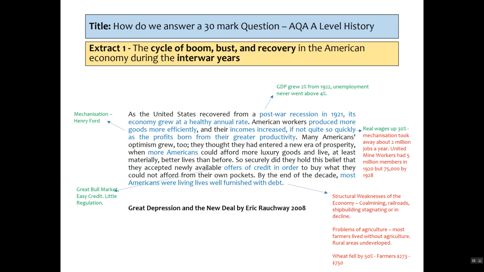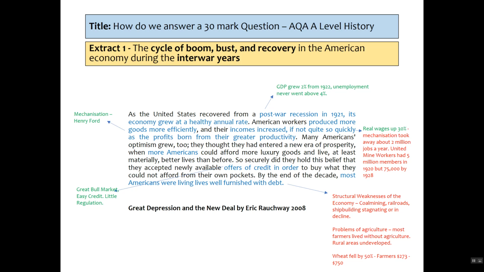So I've started now to annotate around the sources. I haven't even looked at extract 2 or 3 yet. I'm annotating with my own knowledge. Can I support the assertions and the arguments made by Eric Wartray in extract 1? So where he says goods more efficiently, mechanisation, Henry Ford would be a good example to use there. Post-war recession, well, I know that the GDP increased by 2% per annum on average from 1922, and unemployment never went above 4%.